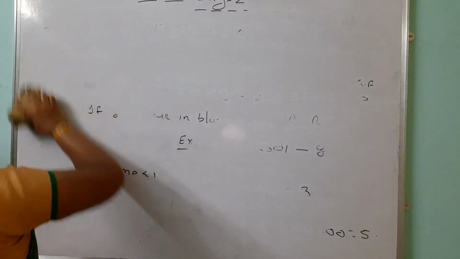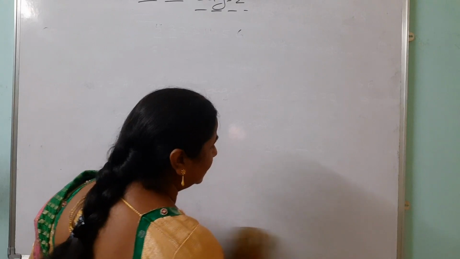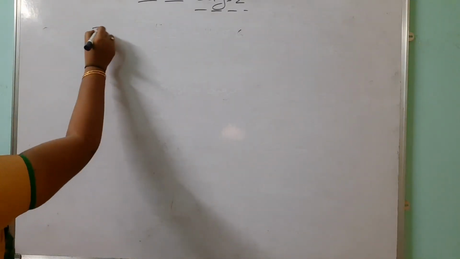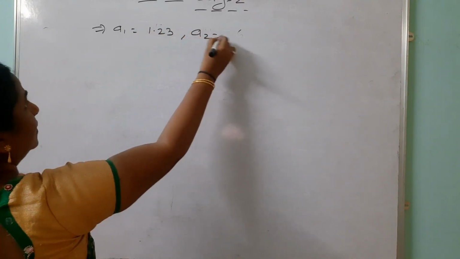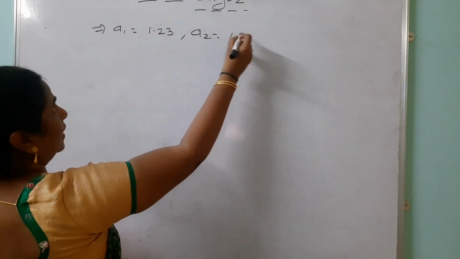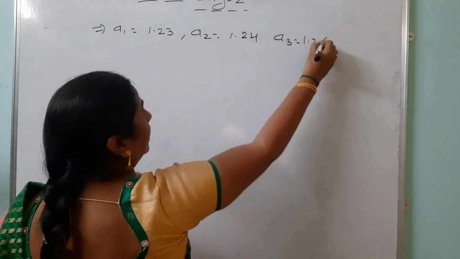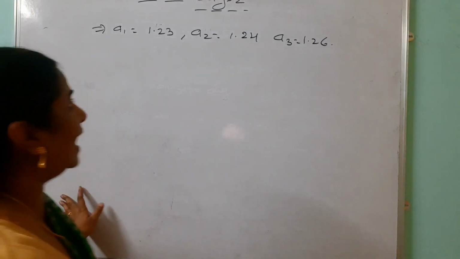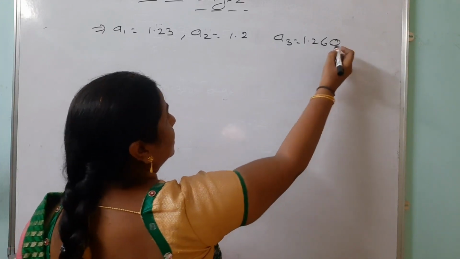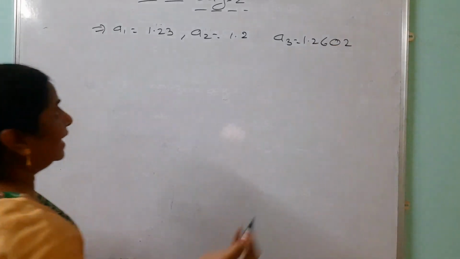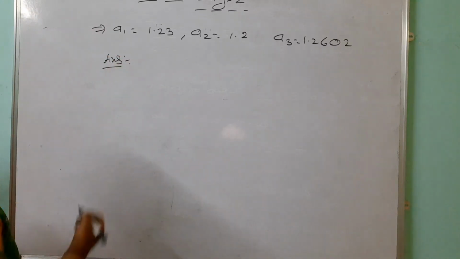Before that, just remember that while doing addition, subtraction, multiplication and division, suppose A1 equals 1.23, A2 equals 1.24, then A3 equals 1.26, like that. After adding, this is 1.2 and this is 1.2602. After adding, what is the significant figure according to the rules?